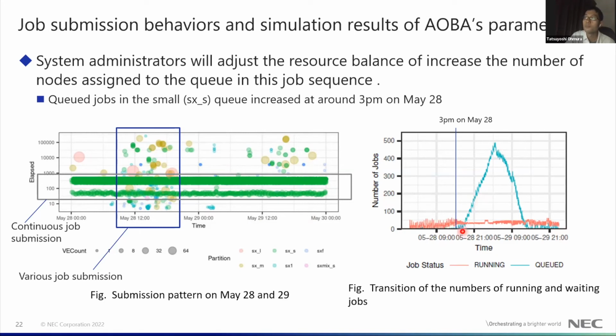You can see that the number of waiting jobs increases around 3 p.m. on May 28. In this situation, the system administrator should change the resource balance among the queues to reduce the number of waiting jobs. How the system administrators change the resource balance would be decided based on their experience and institution. So we ran a simulation on this case.